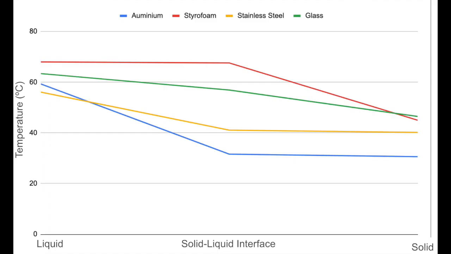And you can see that the temperature throughout the aluminum foil is more uniform and more constant as compared to the temperature throughout the styrofoam, which means that aluminum is a better conductor of heat. And the temperature difference between the solid-liquid interface and the other side of the solid is way smaller for the aluminum than the styrofoam.